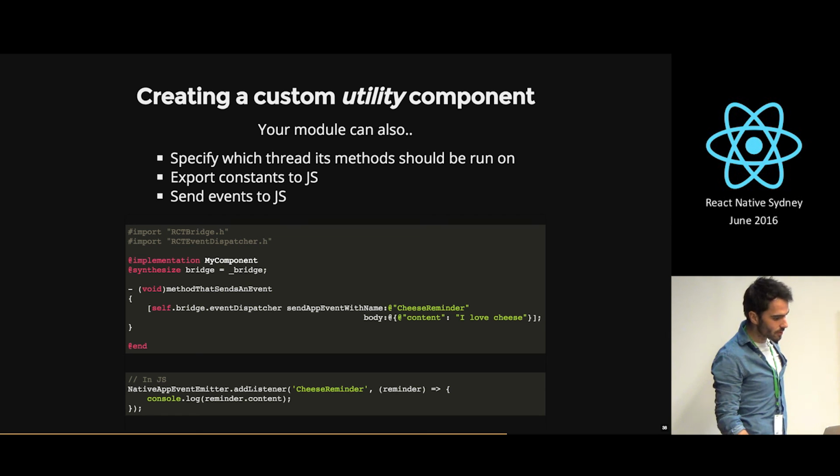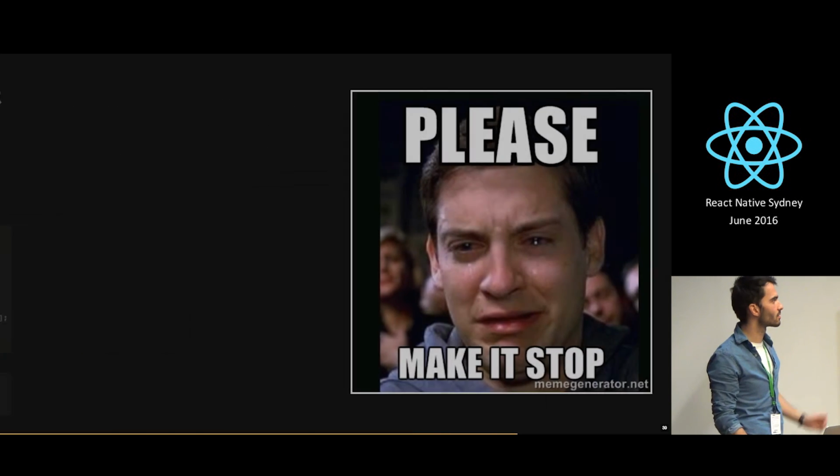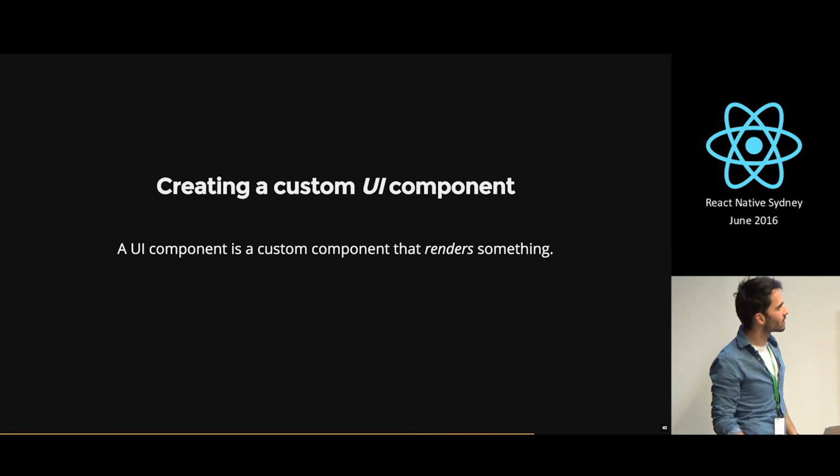What you can also do is specify which thread you're going to work on. You can also export some constants to JavaScript, and you can also play with events. So if something happens in your native code, you can get that back, and you can listen to that in JavaScript and say, all right, something happened, and I want to be notified. And so yeah, if you're not used to iOS code, it might look like this.